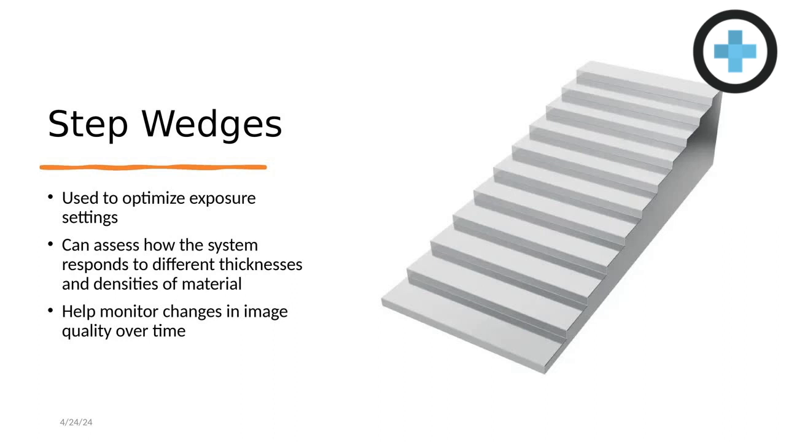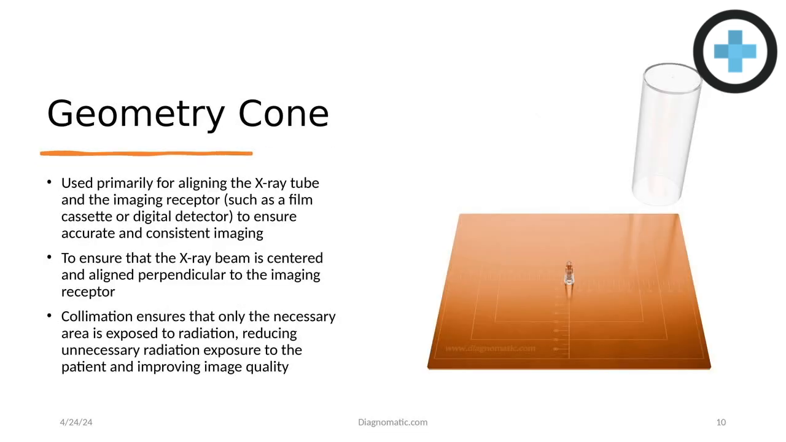Our second type of phantom, looking at step wedges. Again, pretty simple, usually a piece of aluminum. Can make them in various types of aluminum, sometimes because different parts of the world require it due to local testing. But these are used to optimize exposure settings and can help assess how a system responds to different thicknesses and densities of materials, whether it's different tissues, bone, etc. And then they'll help monitor changes in image quality over time. So this is a typical one as well.